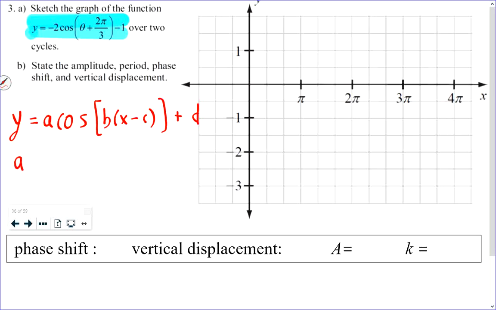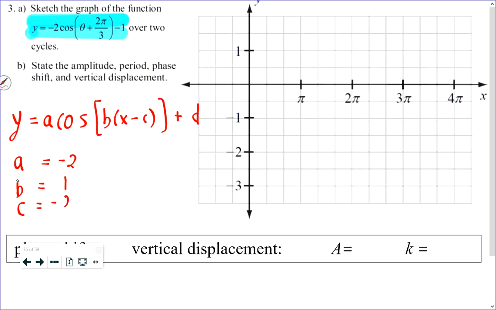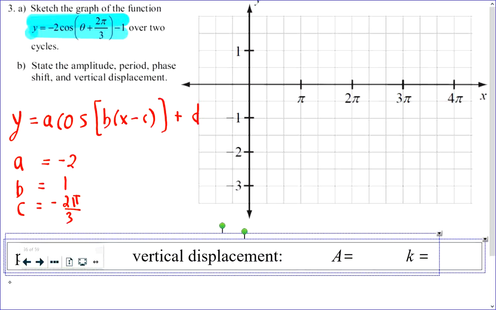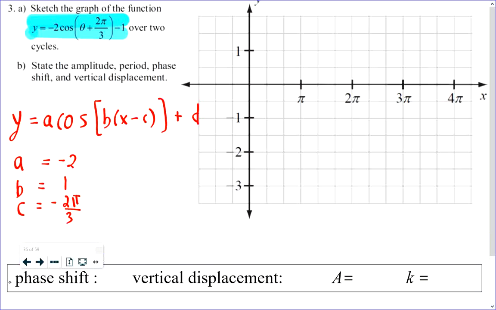So a is -2. When you compare the function given, highlighted in blue, to the red function written out, which is the template, you can see that the coefficient of x, which in this case is theta, is 1. That means b is equal to 1. We can see that c has a value of -2 pi over 3. And the value of the parameter d is -1.